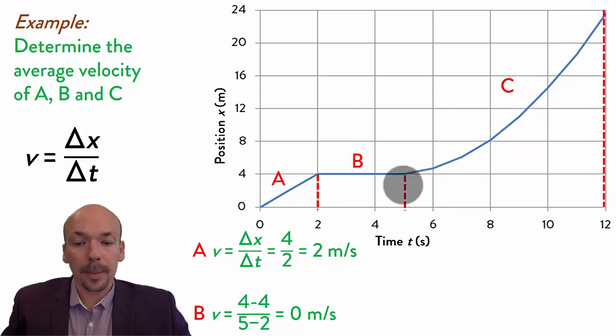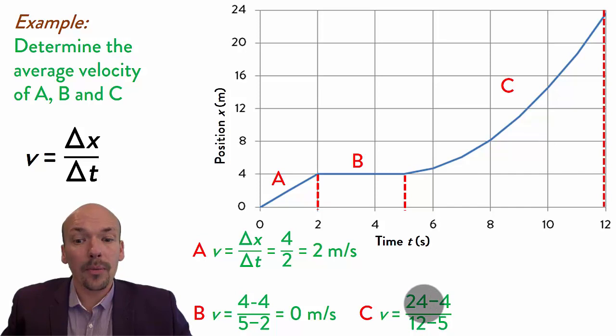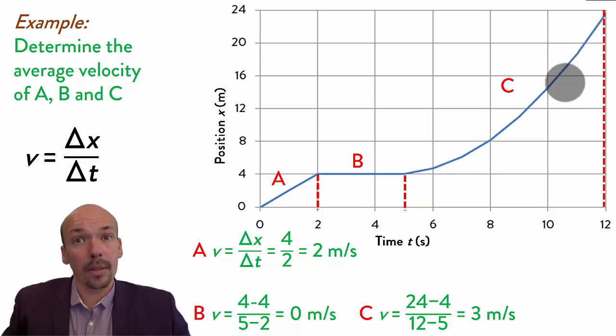Now for this one, again, we have to use the same equation. 24, because it ends at 24 here. It started at 4, so minus 4, so the displacement is actually 20, because from here to there we went 20 meters up. It ends at 12 seconds. It started at 5 seconds, so 12 minus 5 is 7 seconds. We divide them and we have 3 meters per second. That's the velocity of motion C, and be careful, it's the average velocity, because as you can see the velocity changes here, but we now calculated the average velocity.